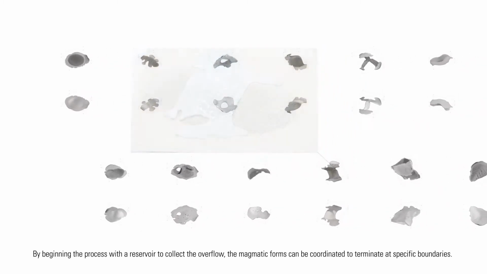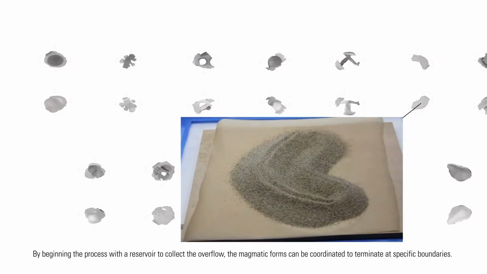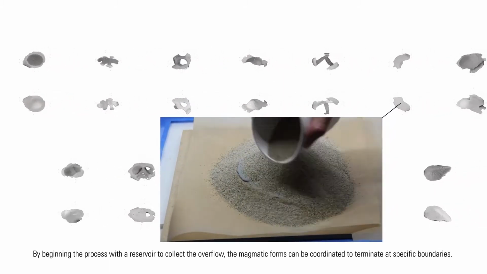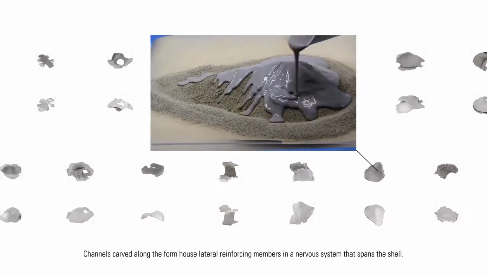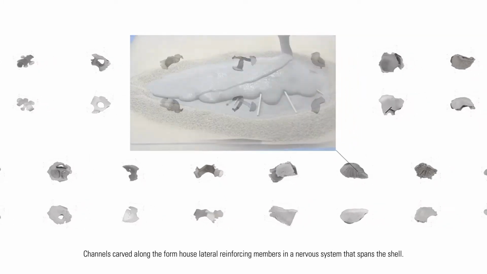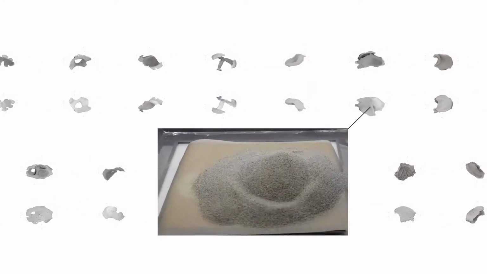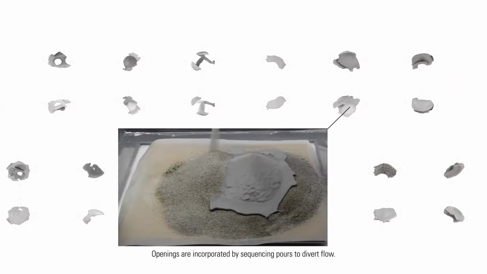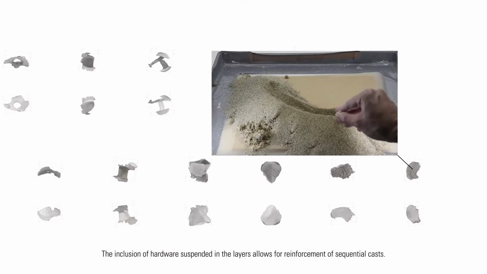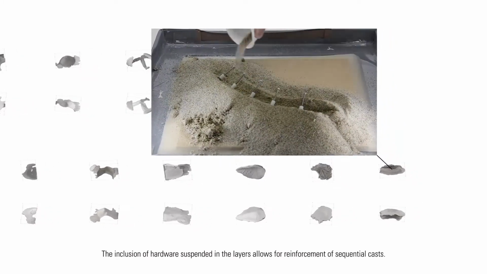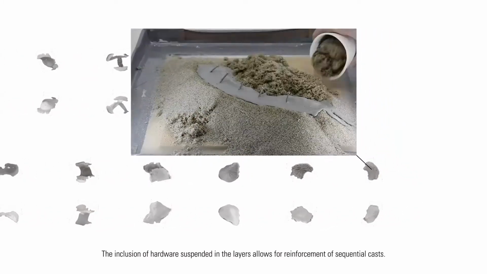By beginning the process with a reservoir to collect the overflow, the magmatic forms can be coordinated to terminate at specific boundaries. Channels carved along the form house lateral reinforcing levers in a nervous system that spans the shell. Openings are incorporated by sequencing pours to divert flow. The inclusion of hardware suspended in the layers allows for reinforcement of sequential casts.